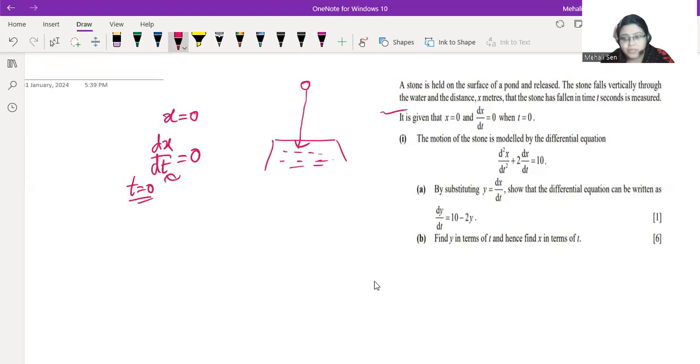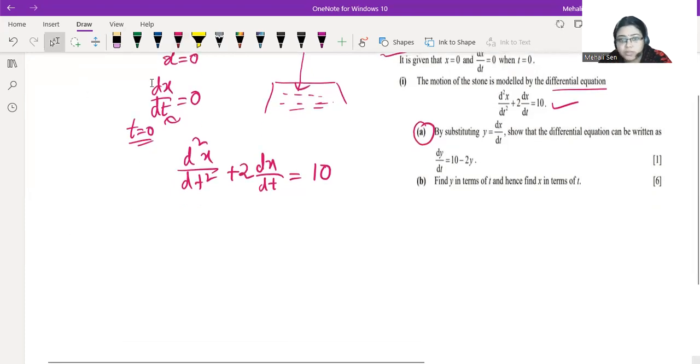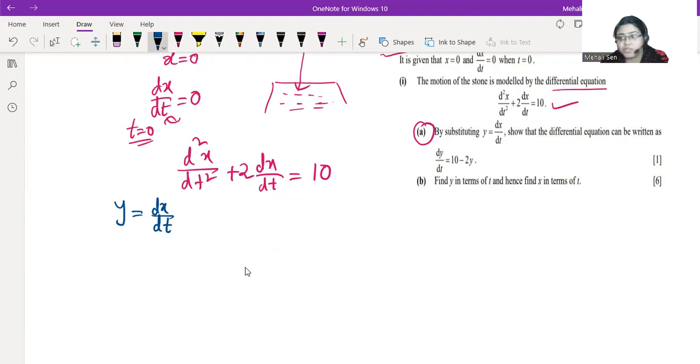Now, the first question is this. The motion of the stone is modeled by the differential equation. As I told you earlier, this chapter is a combination of physics and maths. So this is d2x/dt2 plus 2 dx/dt is equal to 10. In the question, they ask us to substitute y, where y is equal to dx/dt. Show that the differential equation can be written as this.